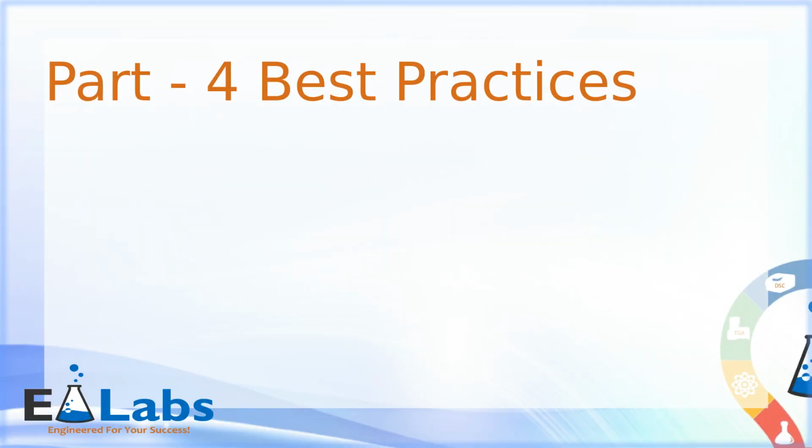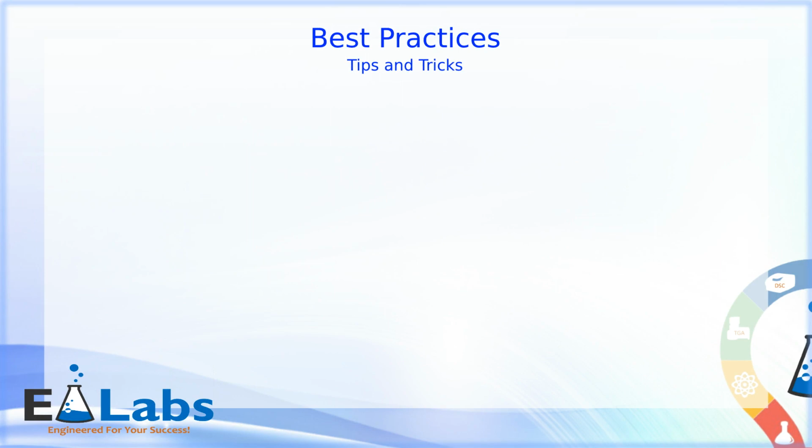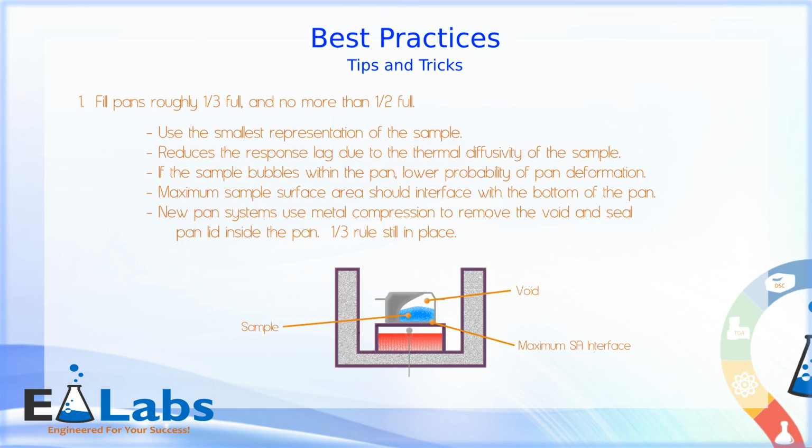Now that we have looked at the what, how, and when of a DSC, let's wrap up with some basic practices or tips and tricks to get good data and keep your DSC functional. When it comes to your sample pan, the most important aspect is how full and how much surface area is covered. The sample should fill no more than 1/3 of the volume of the sample pan, because large samples cause flawed data due to the nature of heating a larger mass. Also, fill the pan so that as much of the sample's surface area is touching the bottom of the pan, where it's closest to the heater and the thermocouple, to get the best results.